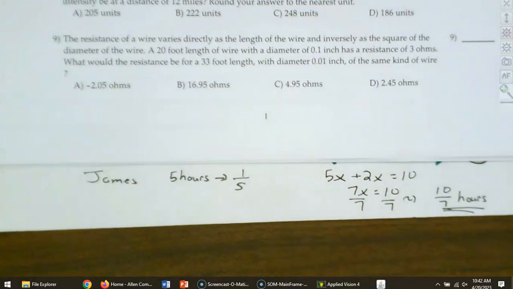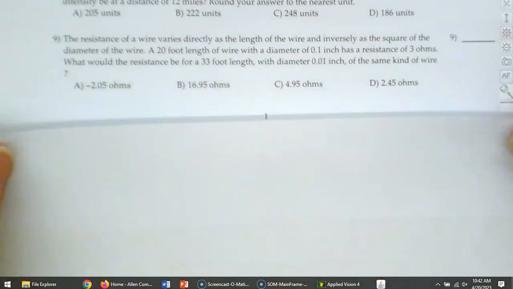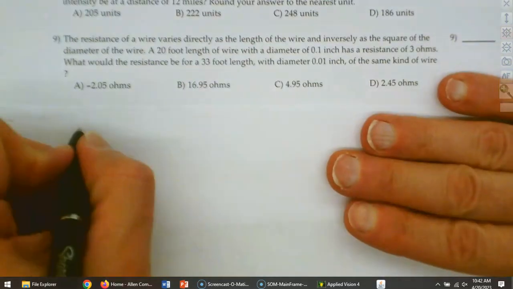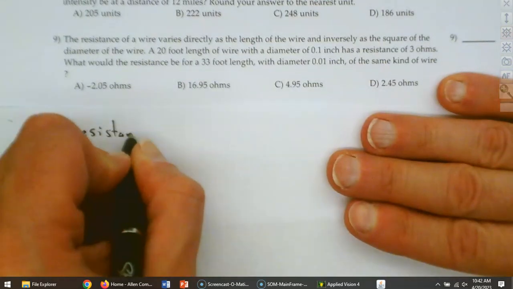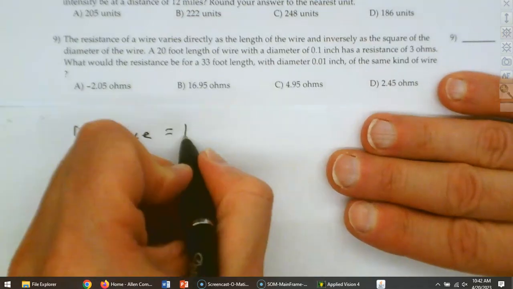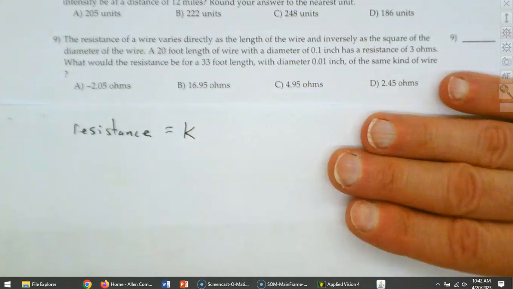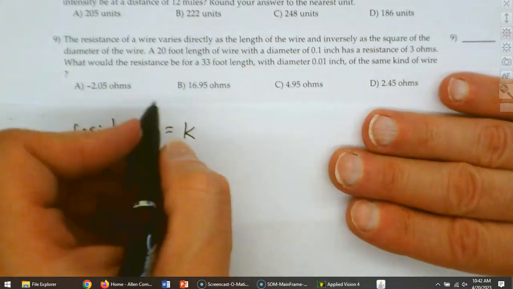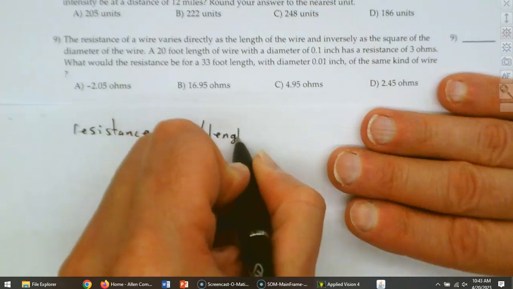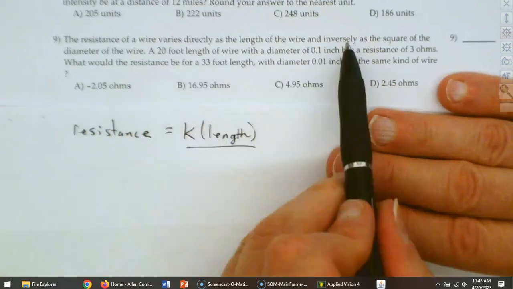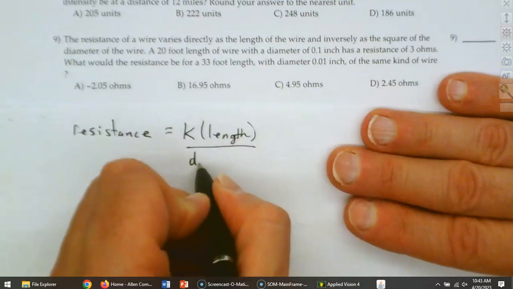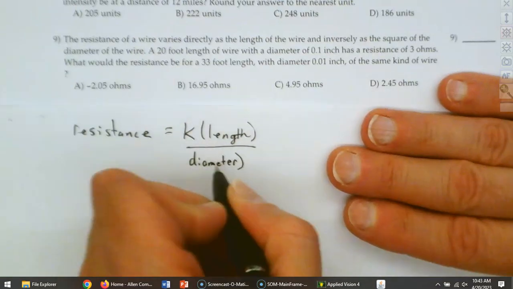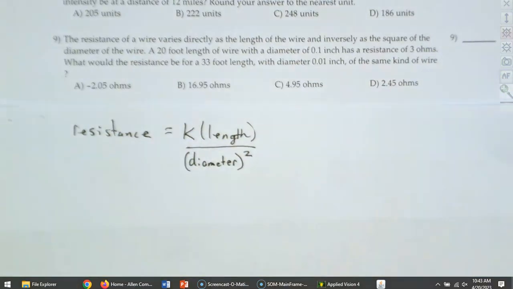So let's see what we've got here. Resistance of the wire, so that's what we're going to start with. And we've got our K. We always have a K. Directly as the length, so that means we multiply. Inversely as the square of the diameter, so that's our diameter down below, and we're going to square it. So there's our formula. Resistance equals K, which is the unknown, times the length divided by the diameter squared.